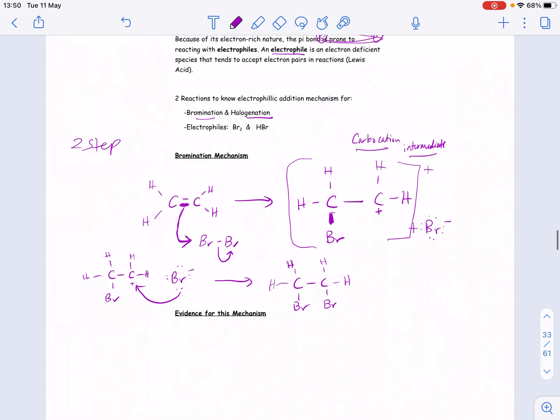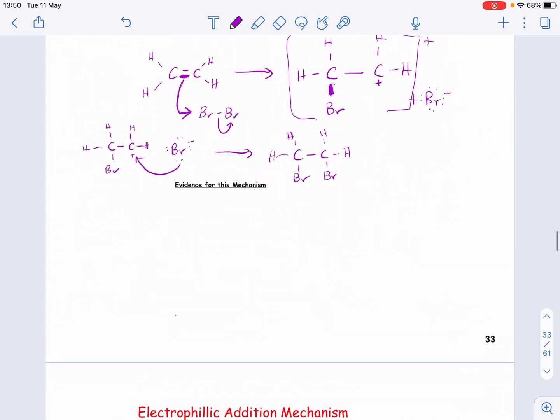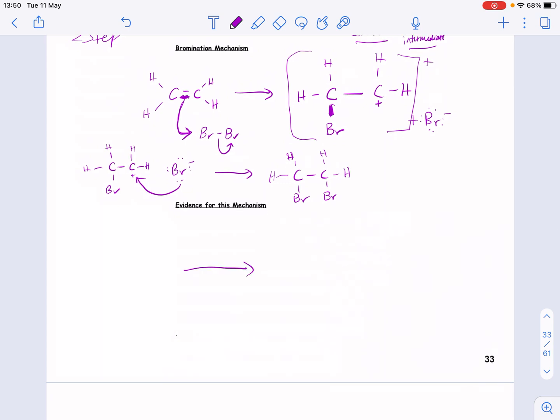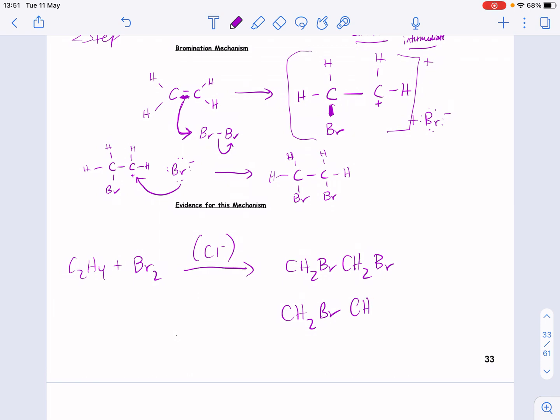There is some evidence for this mechanism, meaning that it takes place in the steps like this. It's a bit off topic. I don't really think it's relevant for the IB exam, but if you carry out this mechanism in the presence of chloride ions, so you do your alkene, C2H4 is our ethene, plus Br2, and if you just have some Cl minuses in there, you actually get a mixture of these two things. So this is the product that we made in our mechanism, but you also get some of that. So you get a mixture.